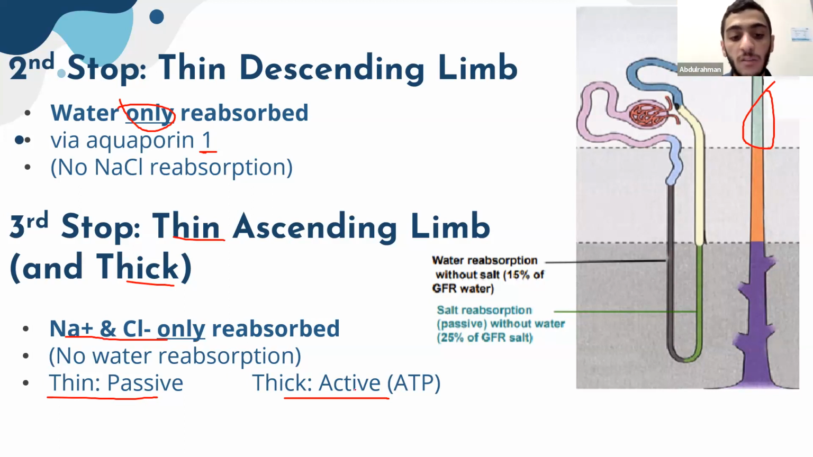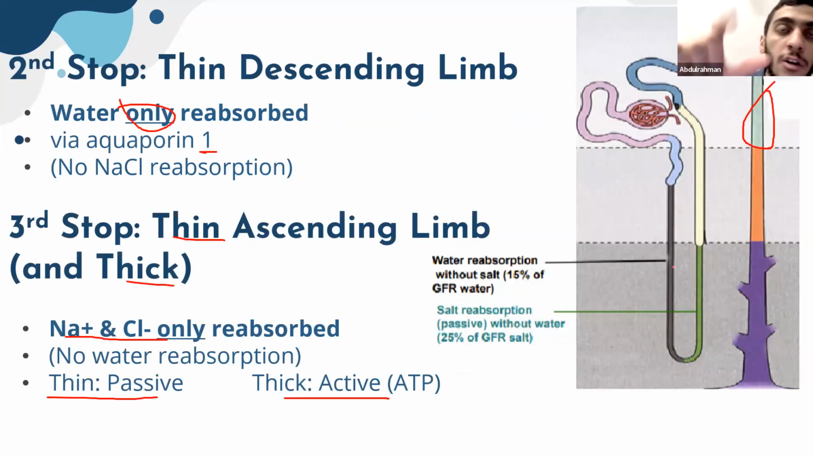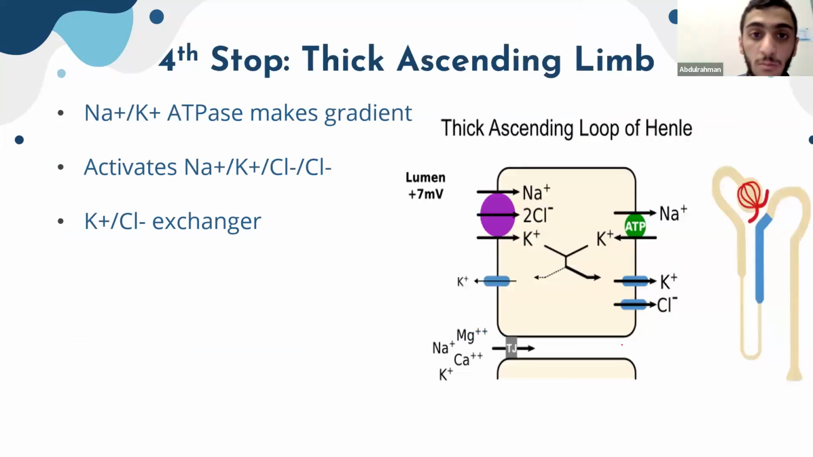And how do you remember the passive and the active? The first one is passive because it's closer to the descending limb, and they're both thin. So the thin is always passive in the general sense, so you can think about it that way. Or think of a thin guy as a small guy, so they can just pass through it. Tamam? These are different ways that you can remember them.